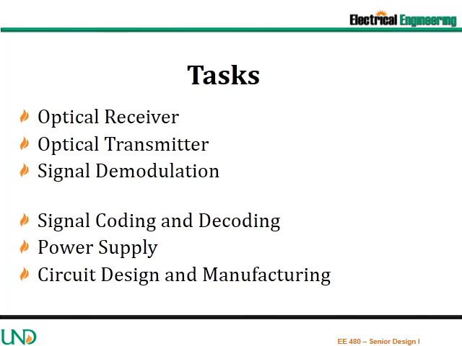Signal demodulation will include amplitude modulation. For this we'll utilize an envelope detector. Frequency modulation consists of a slope detector followed by an envelope detector. Amplitude shift keying will be an envelope detector followed by a Schmitt trigger. Frequency shift keying will be a slope detector followed by an envelope detector followed by a Schmitt trigger. And then phase shift keying, still under investigation.